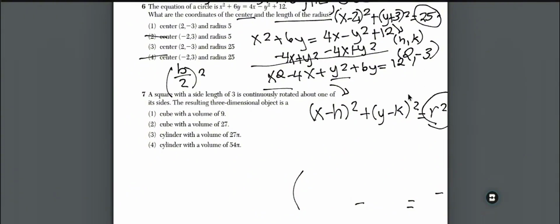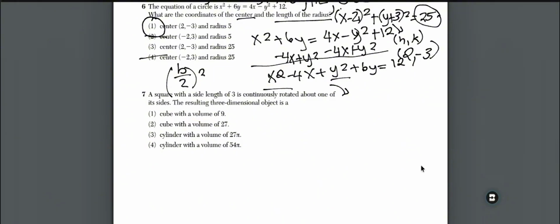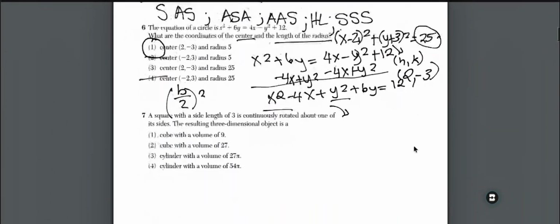My r squared is 25. That means my r is going to be the square root of 25. So my r is going to be 5. So that's my radius. That means that answer choice 1 is my correct answer. Again, if you had any questions as you were doing the question, pause the video and watch me do it again. If you don't understand, please leave a comment in the comment section.